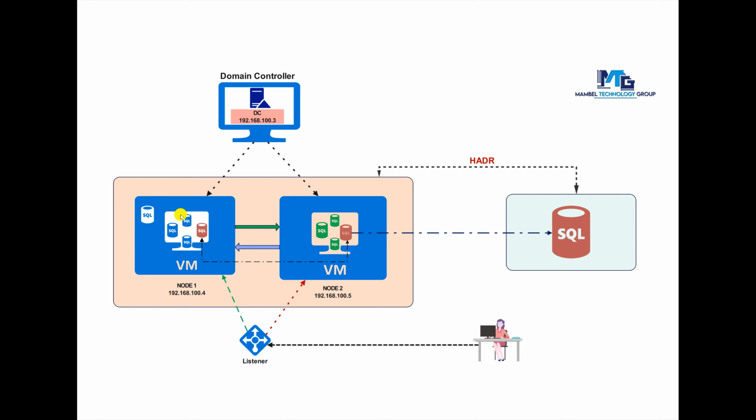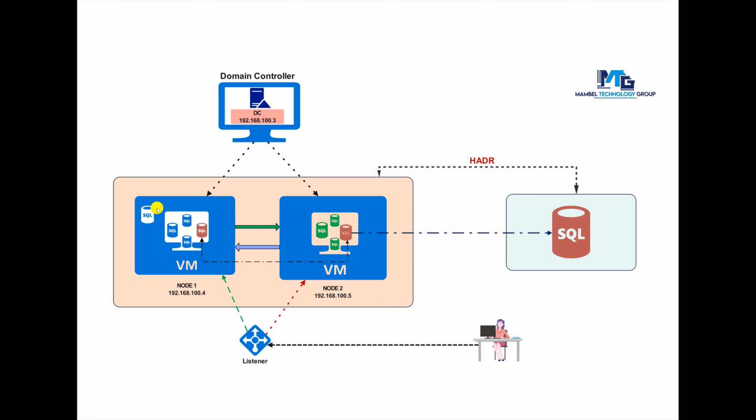So if something were to happen with our availability group here, which is this one, then what is going to happen, depending on the availability mode you have set, synchronous or asynchronous, you can definitely have an automatic failover, or you can manually trigger a failover from this node 1 to node 2.